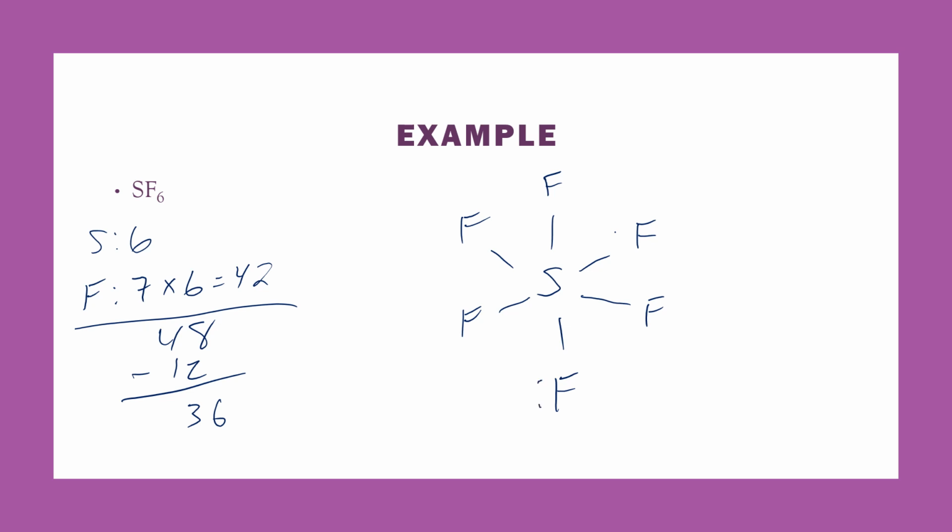So we have 1, 2, 3, 4, 5, 6, and so on, counting up to 36. So that used up exactly 36 valence electrons. I don't have any left. If I did, I could put them on the sulfur in the center, but I don't have any more valence electrons. So this is my final structure.